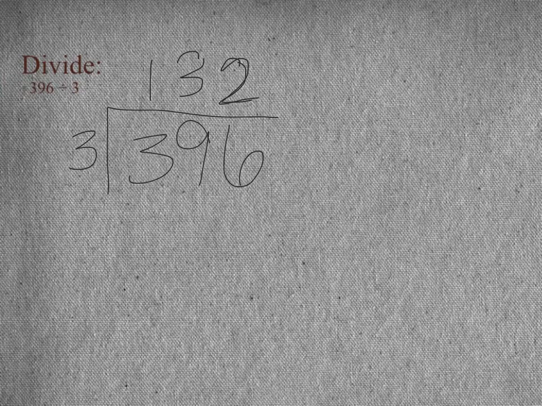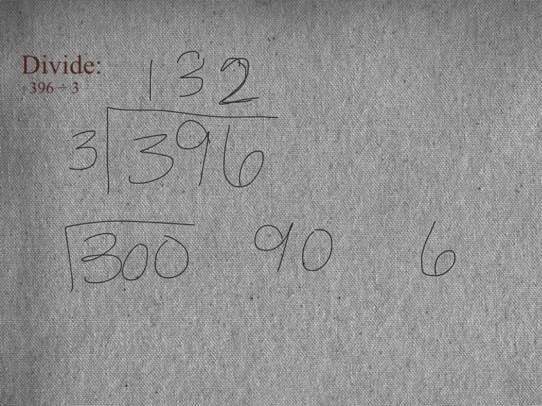Another way I could solve this is if I broke it apart. 390 and 6. And let me divide those by themselves just to check my work. 300 divided by 3 is 100. 90 divided by 3 is 30. And 6 divided by 3 is 2. So when I add all those numbers together, I get 132. Don't you wish they were all that easy?